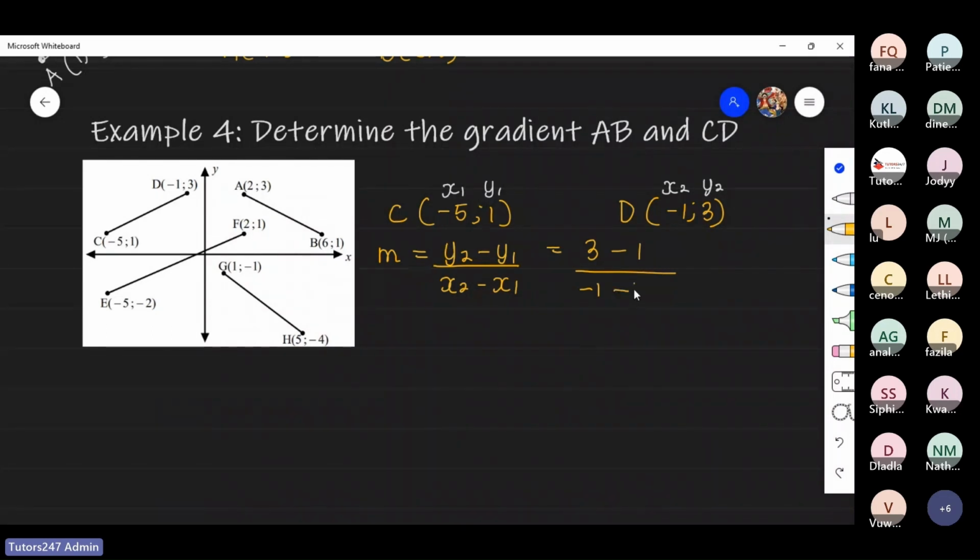So don't just go and put -5 just because x1 is -5. Keep in mind that you still have to bring down the negative from the formula, then substitute -5. That is important. So my gradient of line CD is therefore going to be, let's see, we can put that onto our calculator. So in my numerator position, I have 3 minus 1. In my denominator position, I have -1 minus -5, and that gives me 1 over 2. So the gradient of CD is 1 over 2. So let us move on.